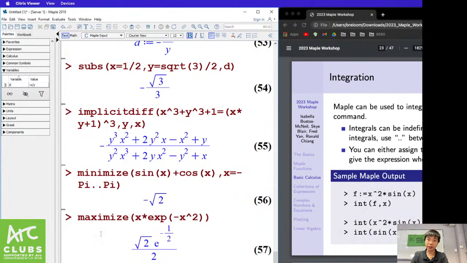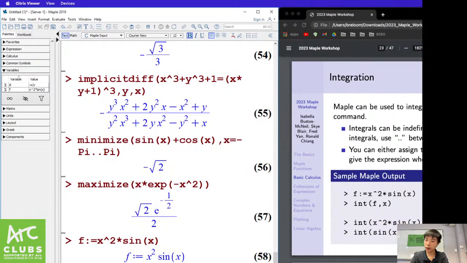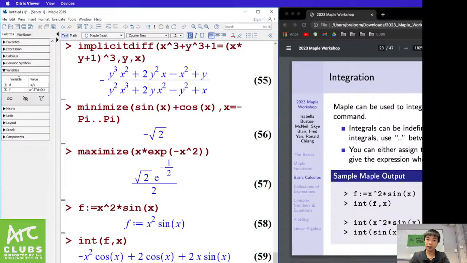But yeah, we can also integrate. So we have f colon equals x squared times sine x. And then to integrate, we use int. Now we can put in the expression f, and then we put in an x. And that integrates it up for us.